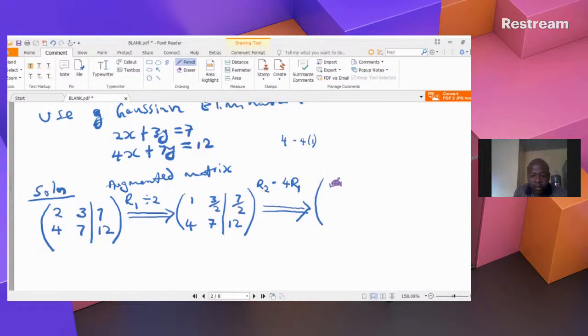Let me write, first of all, what I have in row 1. This is what I have in row 1, and I have 7 out of 2 here. So what does this give me? This gives me a 0 in this position. What about this other position? I want 7 minus 4 multiplied by the entry in row 1, column 2, which is 3 out of 2.